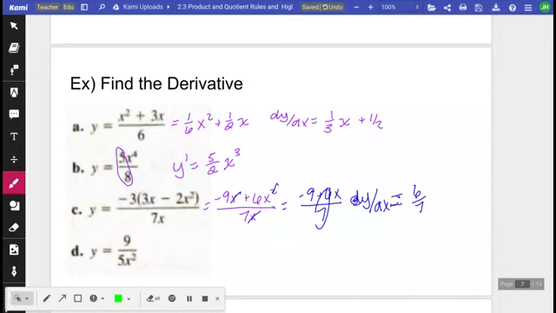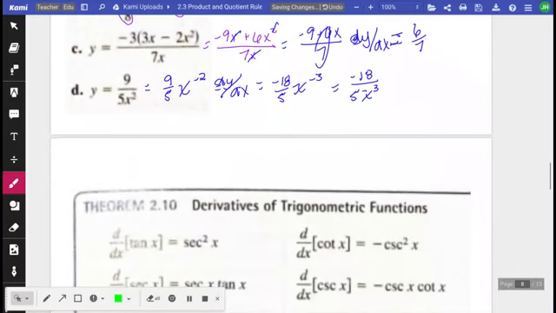Okay. And then this last one I would rewrite as 9/5, but instead of the x in the denominator, I would pull it out to the numerator technically and give it a power of -2, so that when I do my derivative, I get -18/5 x to the -3, and you should rewrite that to -18/5 x cubed, keeping those exponents positive.